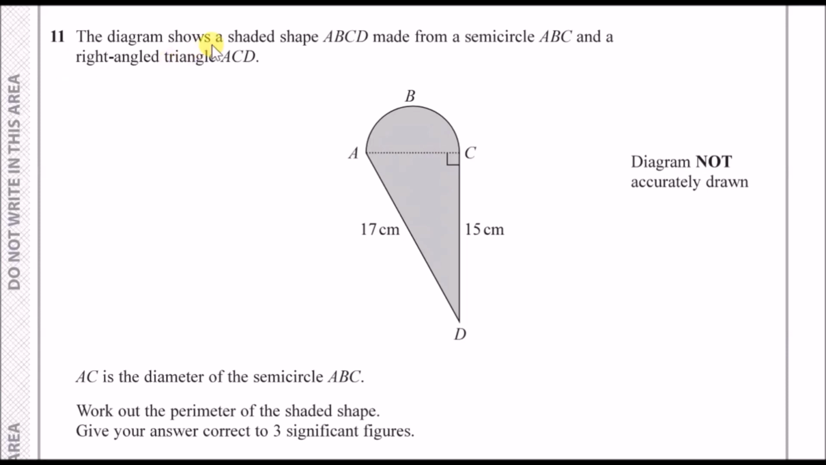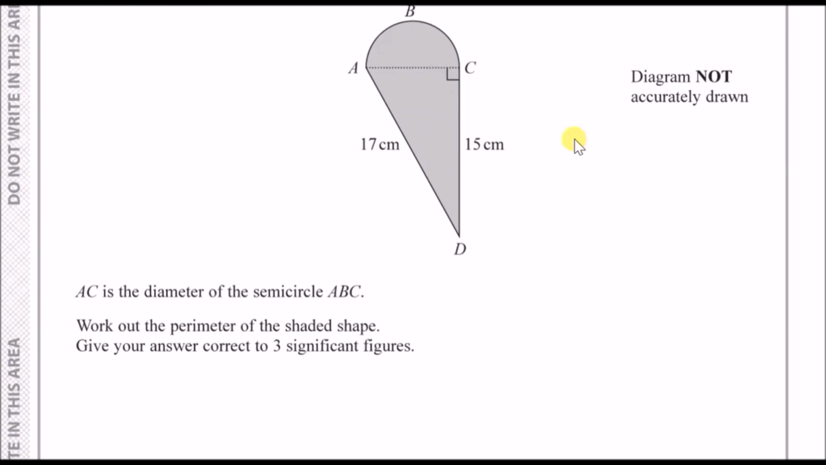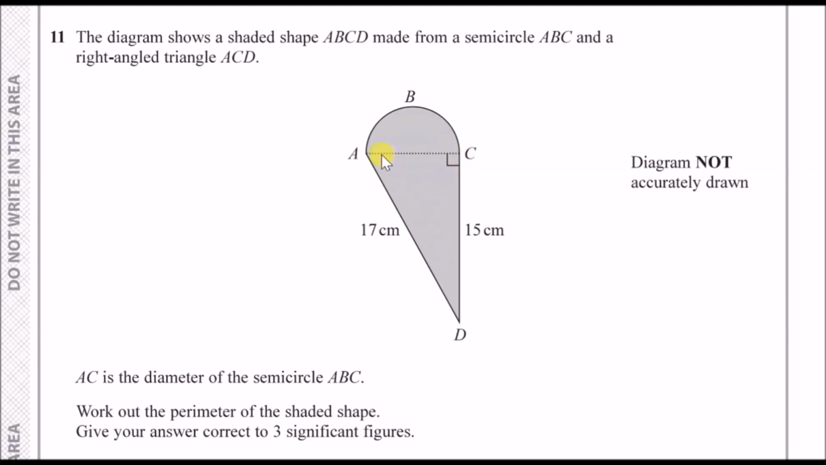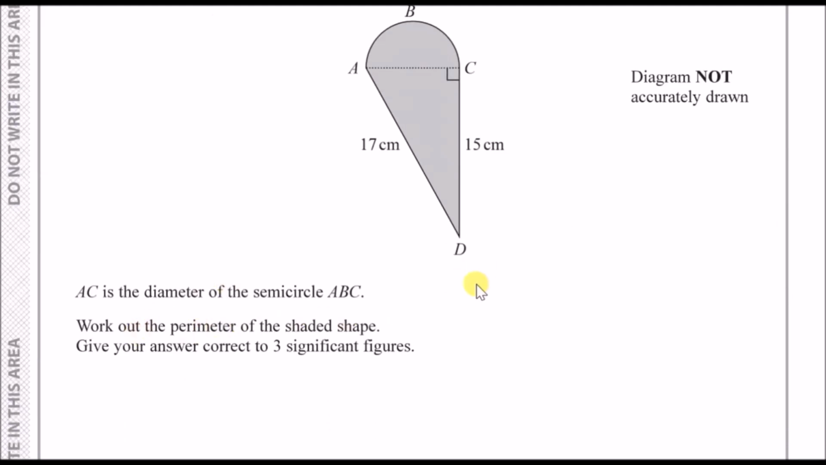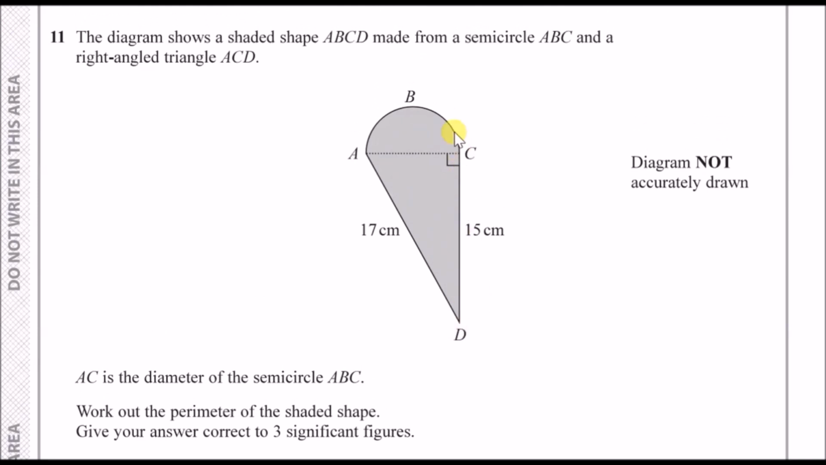All right, number 11. So the diagram shows a shaded shape ABCD made from a semicircle ABC and a right angle triangle ACD. Okay, so a right angle triangle here and then half a circle here. Now AC is the diameter of the semicircle ABC, so AC is this part here, so that means half of it would be a radius. And they want us to work out the perimeter of the whole shape, so from D all the way around here, guys.